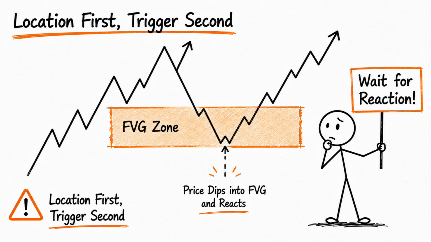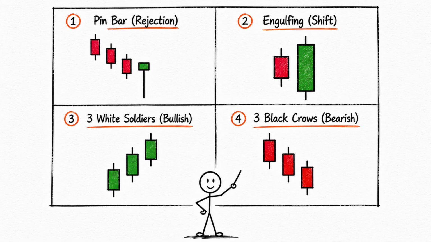Location first, confirmation second. Keep that formula in your head, because we're going to use it again. 6. Candlestick Patterns. Now let's zoom in. Forget indicators for a moment. Look at the candle itself.